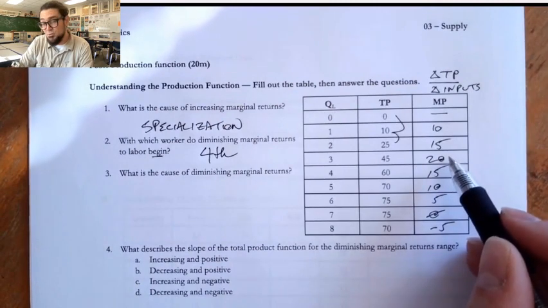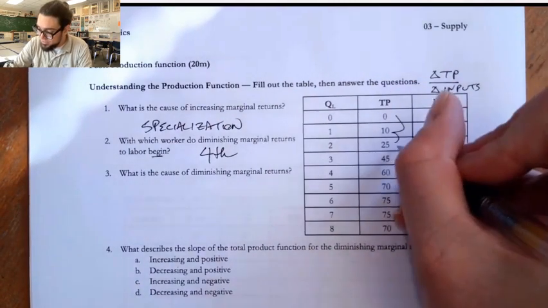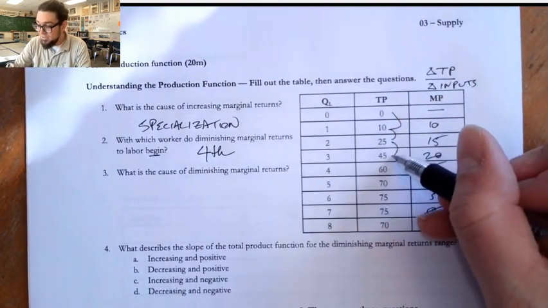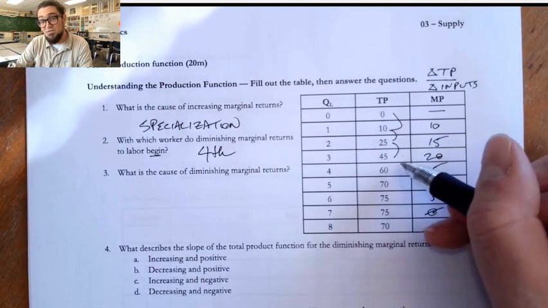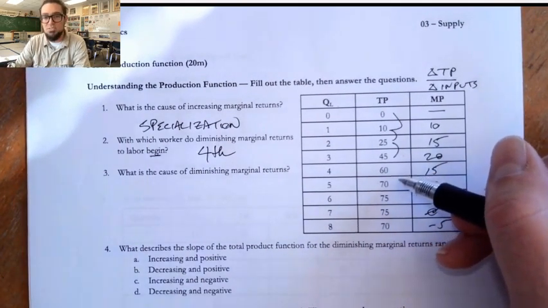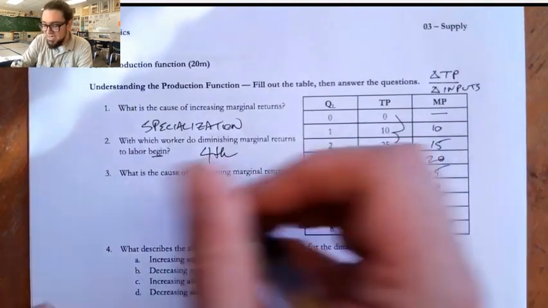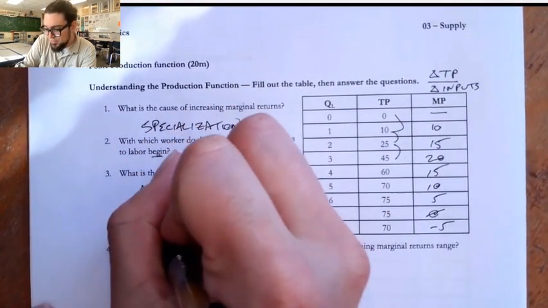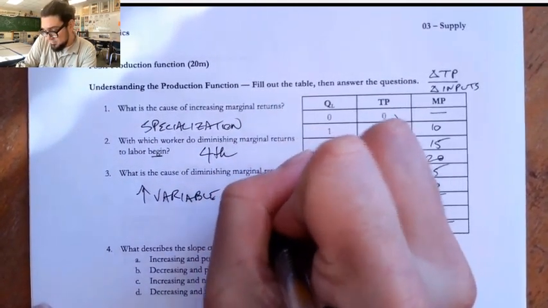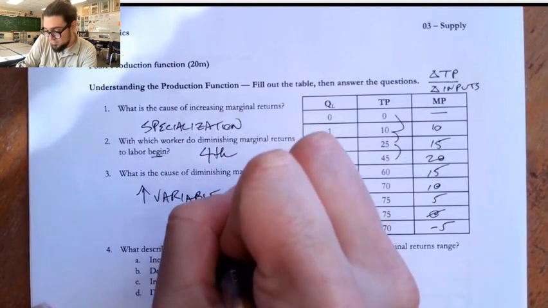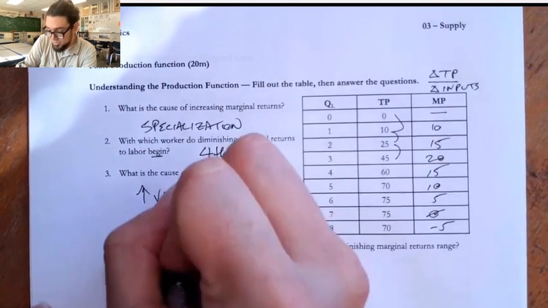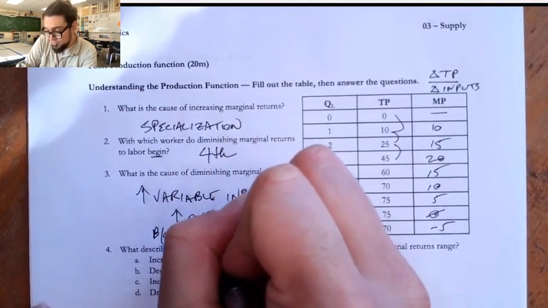That's actually the last worker where they see the increase. And that's because like this 3rd is actually happening between 2 and 3. And then between 3 and 4 is actually when the 15 happens. So it's right after the 3rd worker, or it begins with the 4th worker is what we would say. What's the cause of that happening? Well, as you increase variable inputs, right, increase output at lesser rate because of fixed inputs.